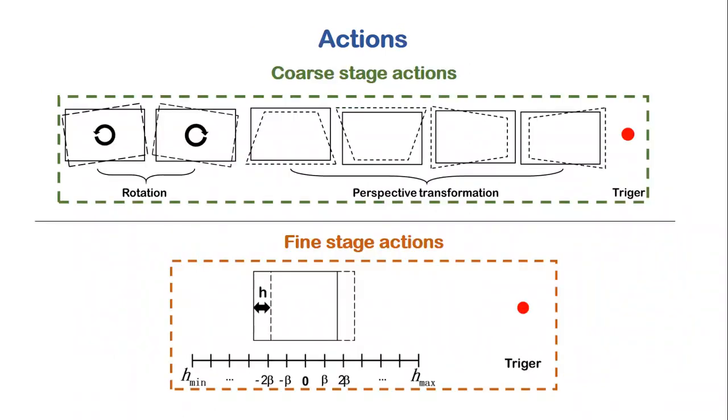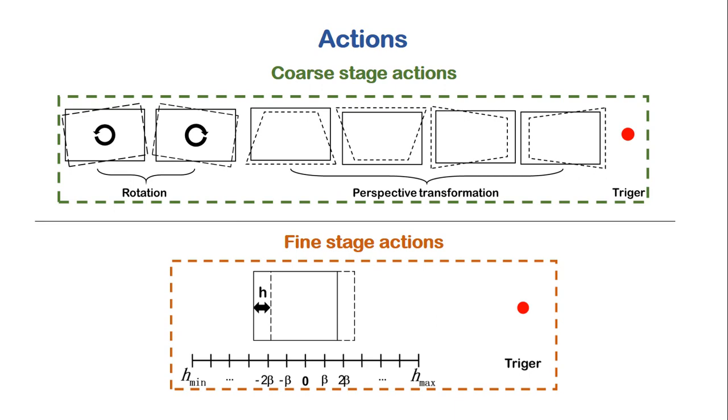In the coarse stage, we define a set of actions for the network to sample, which can transform the left and right views, including rotation transformations, perspective transformations, and a stopping trigger. The rotation transformation will rotate the left and right views by 1 or 2 degrees, clockwise or counterclockwise. We simulate the camera movements or the perspective transformation by using image warping. The image warping is determined by the displacement of image corners.